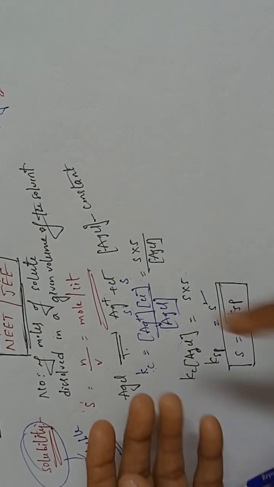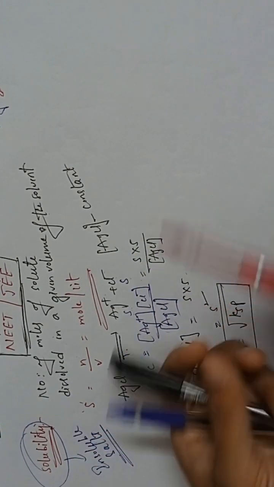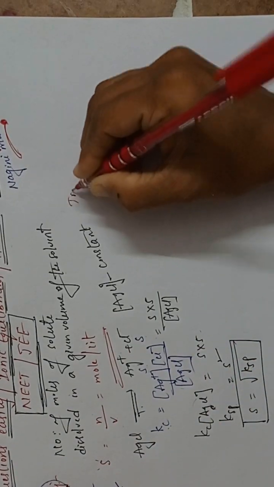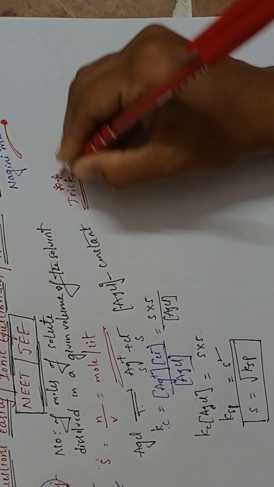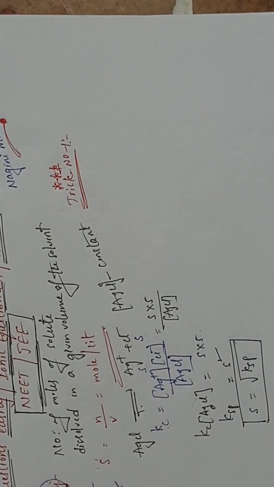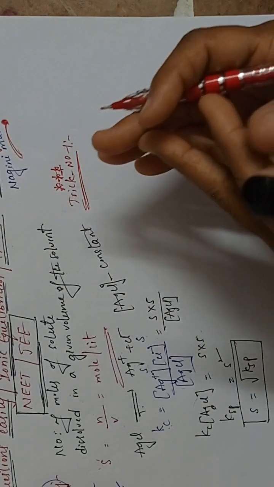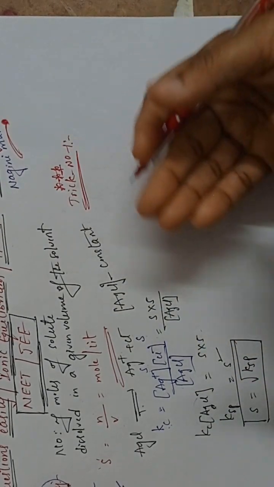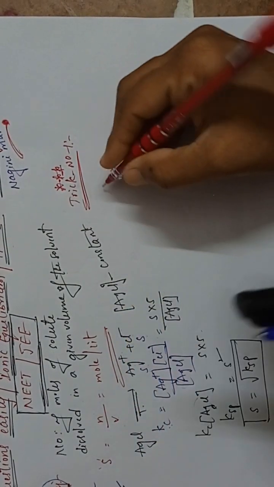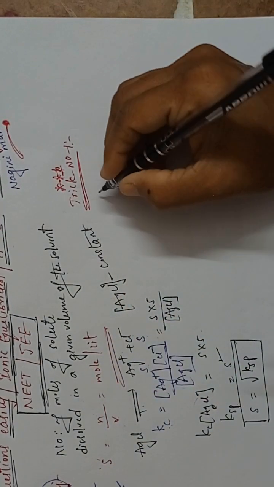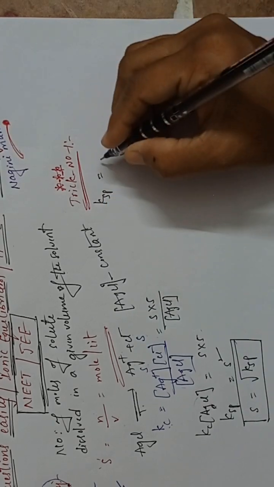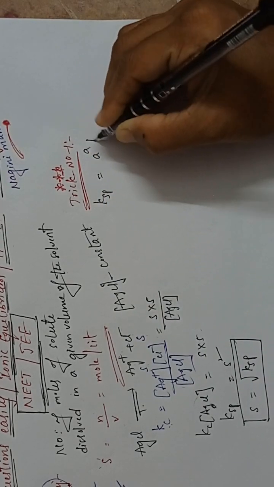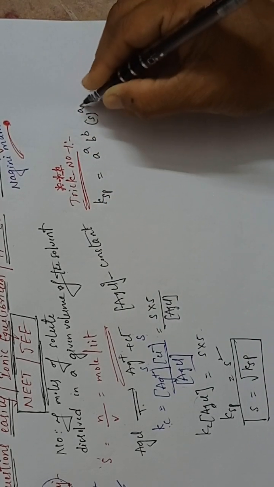So now I will discuss trick number 1. See here, students, what is the trick? For the given salt, how to calculate the relation between solubility product constant and solubility? So here there is a formula, students. Ksp, solubility product constant, is equal to A power A into B power B into S to the power of A plus B.